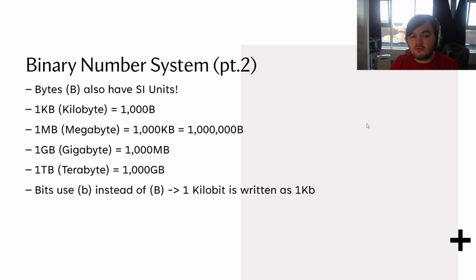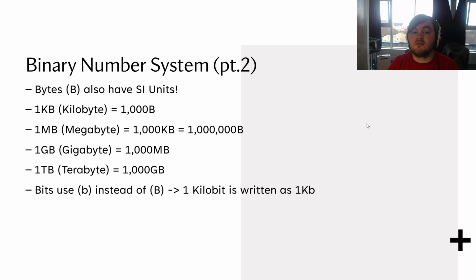Now, bytes, that is 8 bits, also have SI units like a lot of the things you'll discover in GCSE physics. So, 1 kilobyte is 1000 bytes, 1 megabyte is 1000 kilobytes, which is 1 million bytes, and so on. Now, we use the capital B for representing bytes, and we use the lowercase b for representing bits.